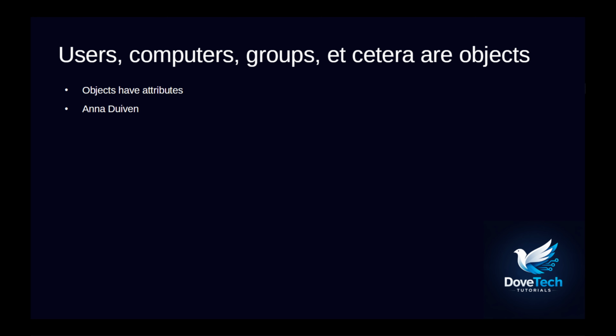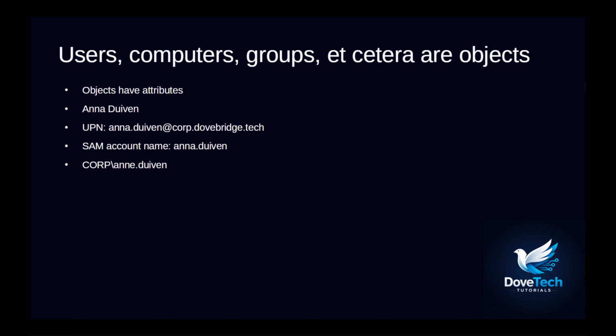Two attributes are worth knowing by name. The first is the UPN, user principal name. For Anna, that is anna.duiven@dovebridge.tech. This is what she types at the login screen. The second is the SAM account name, anna.duiven. This is the account name Windows uses internally, and what older applications rely on. Combined with the NetBIOS domain name, it becomes corp\anna.duiven. The down-level format you will still see regularly in event logs, Windows dialogues, and legacy applications.